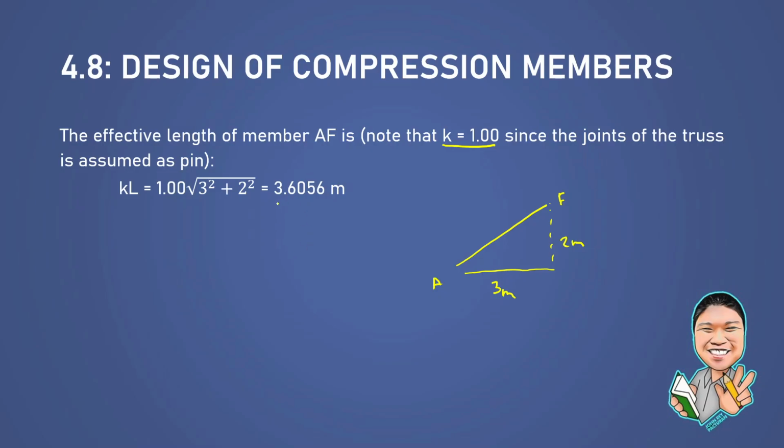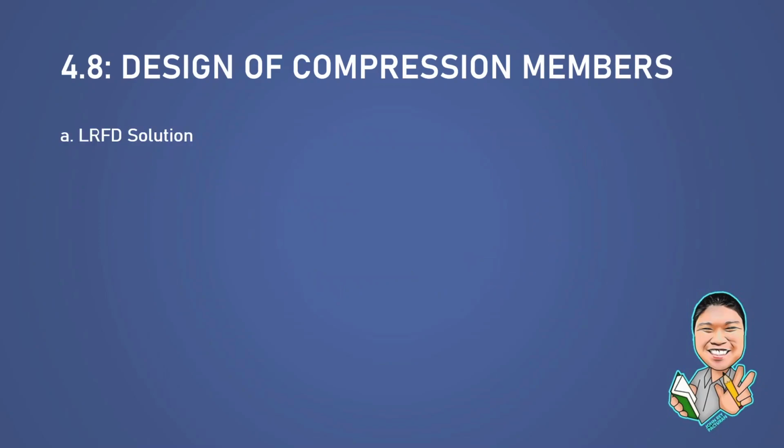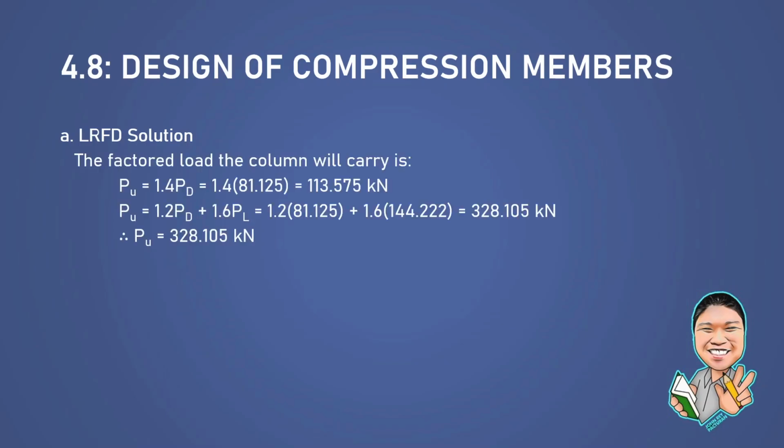Dahil yung effective length nyo class ay hindi eksakto, kailangan natin dito ng interpolation, di ba? Kailangan tayong mag-perform ng interpolation dahil hindi siya 3.5 and hindi siya 4. Pero nasa gitna siya nung dalawa. So, in that case, LRFD solution muna tayo. So, the factored load the column will carry is, inisa ko na kasi paulit-ulit din naman to. Gayunman, 1.4 dead load is 113.575. 1.2 dead load plus 1.6 live load is 328.105 kilonewton. So, yung ultimate load is 328.105.